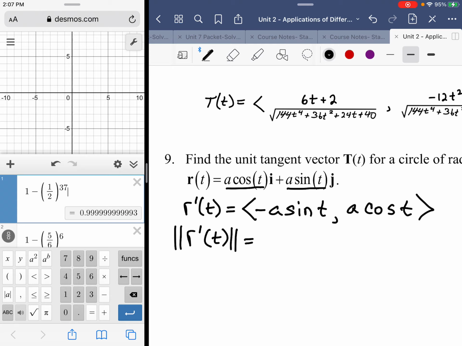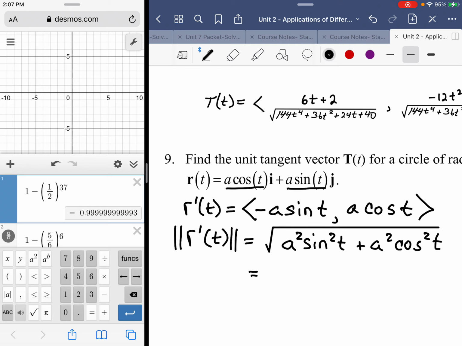So square each component. A squared sine squared of t should look very familiar. A squared cosine squared t under the radical. Clean it up. Factor out a squared. It becomes a when you pull it out all the way. And then the sine squared plus cosine squared is going to equal 1. So it's really just an a.